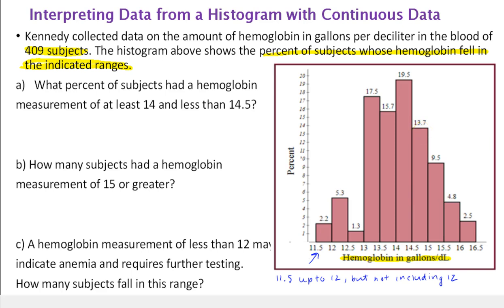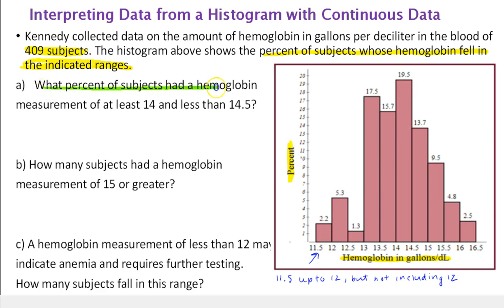Now our vertical axis represents the percent of people, so not a frequency, but a percent of the 409 subjects that fell in each range. And again, when these are harder to read, we sometimes label them on top because this is 19.5, but that might be hard to determine by looking at the scale exactly. But the scale is still useful because it shows us how these all relate to each other relatively, meaning this one's small, this one's high, etc. So now let's look at our questions.